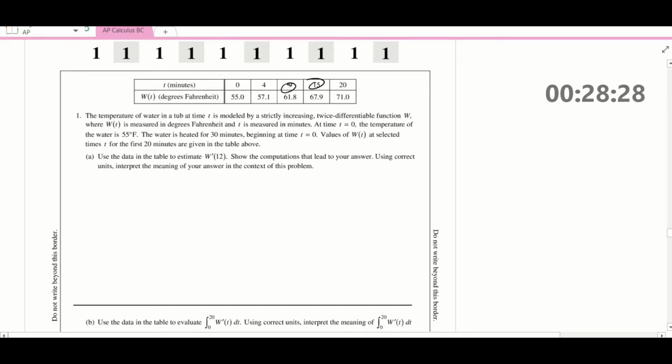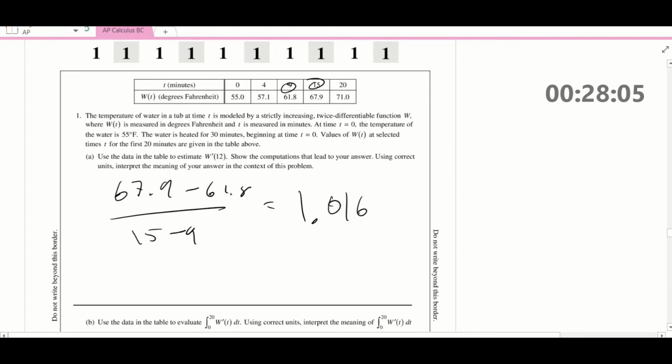So this is just basic rise over run. 67.9 minus 61.8 over 15 minus 9. And we can plug that into the calculator. So the numerator becomes 6.1, the denominator is 6. So it's approximately 1.01667. Sorry, obviously you want to be writing more, so I'll do this after the problem.